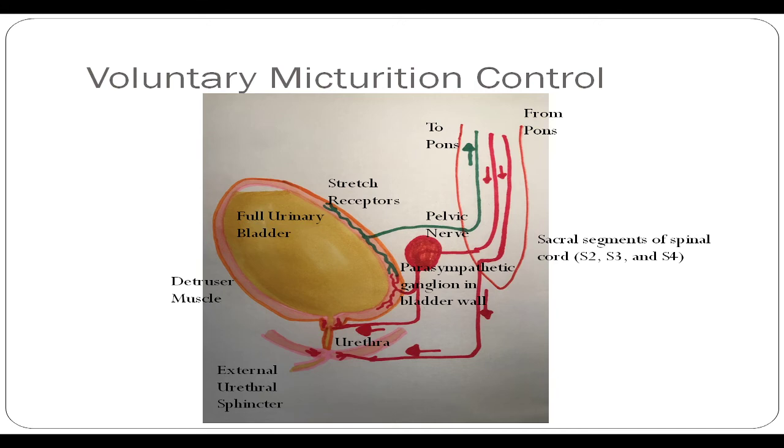If it's not a good time to use the restroom and you can't get to the bathroom, then the signal from the pons excites the spinal interneurons that keep the external urethral sphincter, down here at the bottom of the picture, contracted, and the urine will then remain in the bladder, even if it's full. When it's time to go, the signal from the pons ceases and the external urethral sphincter relaxes and the urine is voided. Thus, the micturition process happens.